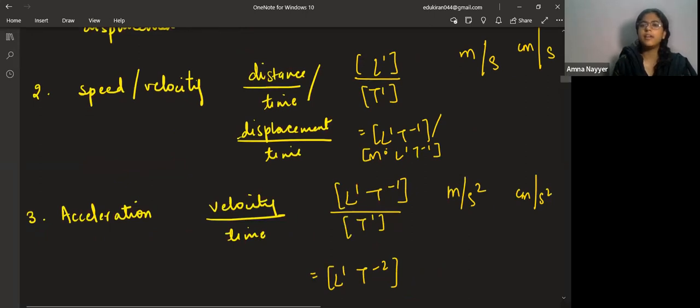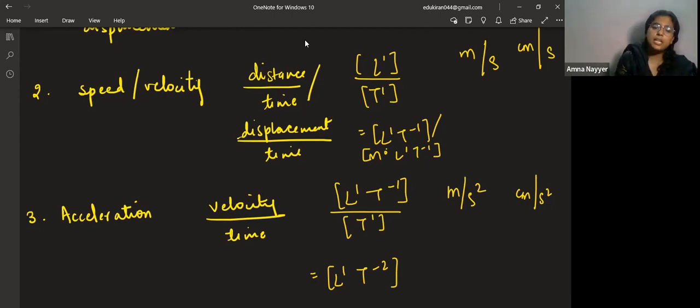Suppose length, this is distance. Speed: let's just revise speed. Speed is distance divided by time. So length divided by time, L divided by T. So T will go up and become -1. So L T to the power -1. This is speed.